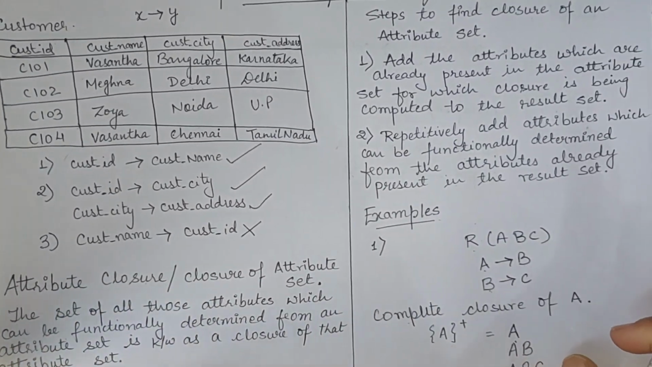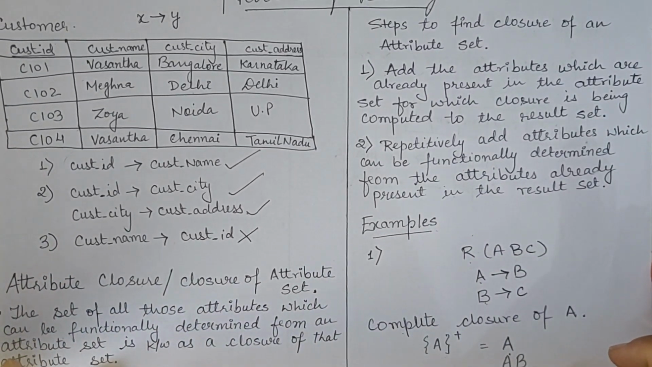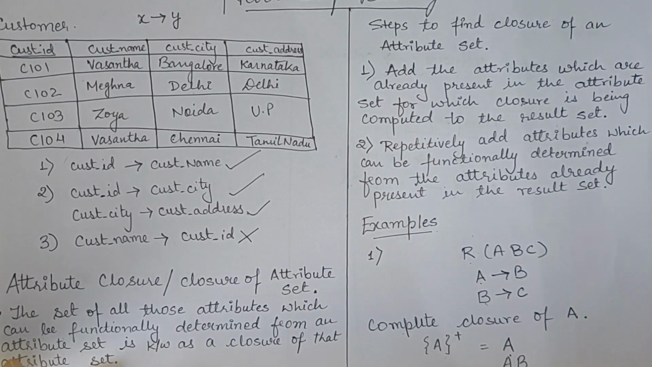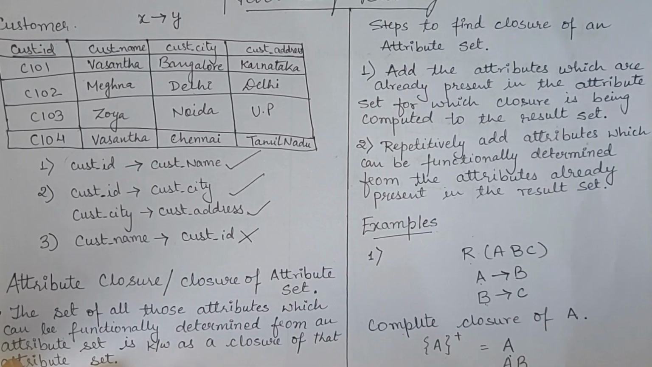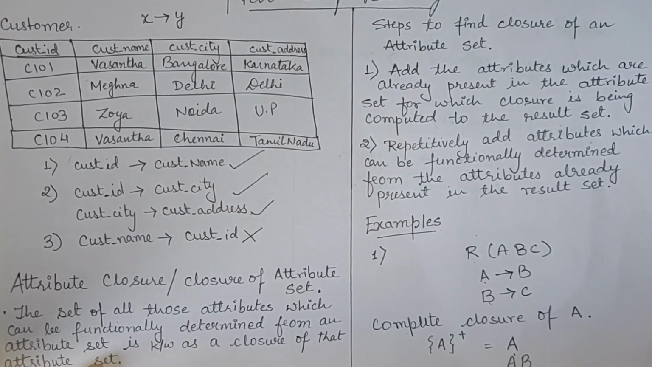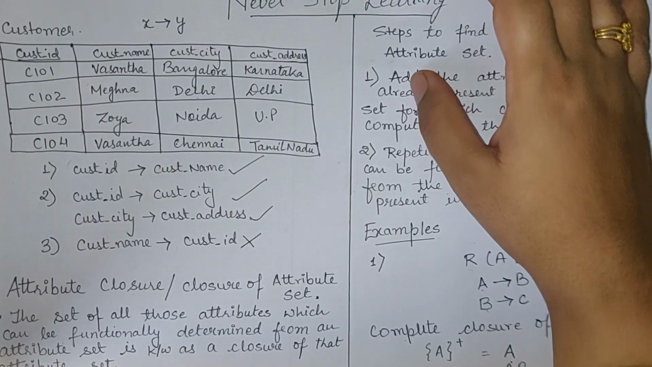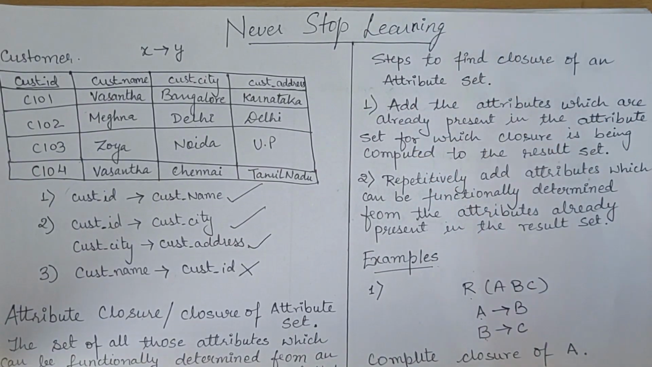There are two steps you have to keep in mind for finding the closure. First, add the attributes which are already present. Those attributes for which we are calculating the closure, we add in the result set. After that, add those attributes which are functionally dependent on the attributes present in the result set. We do it like this and we will be able to compute the closure. I hope this is clear. This is again a very important topic. Practice some questions on this so it will be more clear to you.